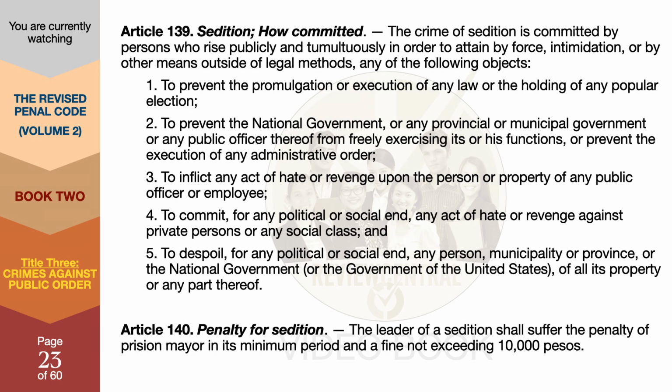To despoil, for any political or social end, any person, municipality or province, or the national government, or the government of the United States, of all its property or any part thereof. Article 140. Penalty for sedition.